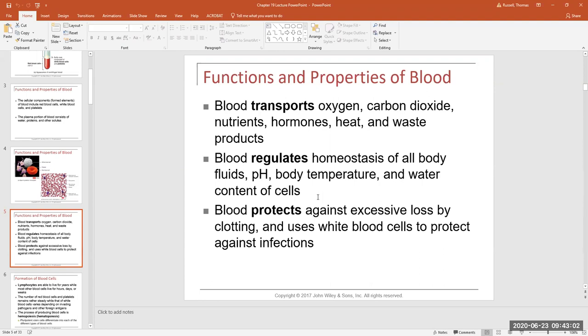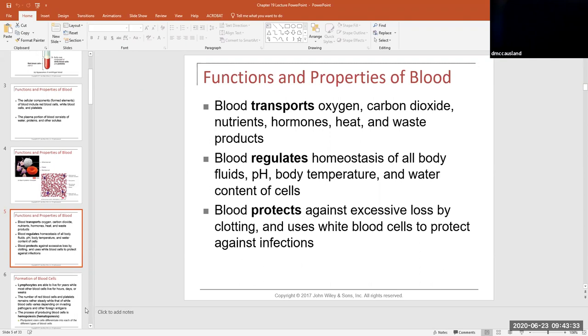And then blood is involved in regulating body temperature because the water in blood helps transport heat. We can either conserve that heat, keep the blood in the core of the body, or we can dissipate that heat when the blood gets to the surface of the body. And then blood is involved in protection by clotting itself. If we break a blood vessel, we clot so we don't lose blood. And the white blood cells in our blood, the leukocytes, are involved in eradicating pathogens, infectious agents, to protect us against infection.